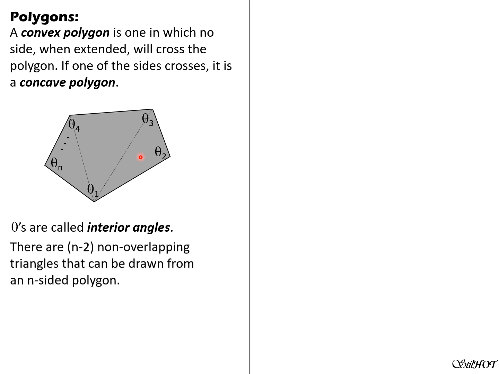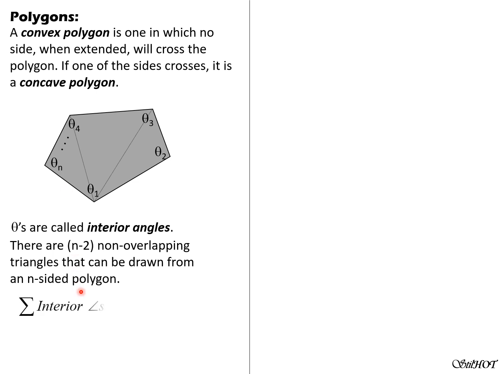Since there are n minus 2 non-overlapping triangles that can be drawn from an n-sided polygon, and since we know that the sum of the interior angles of a triangle is 180 degrees, the sum of the interior angles of an n-sided convex polygon is equal to n minus 2 quantity times 180 degrees. So sum of interior angles is equal to quantity n minus 2 times 180 degrees.